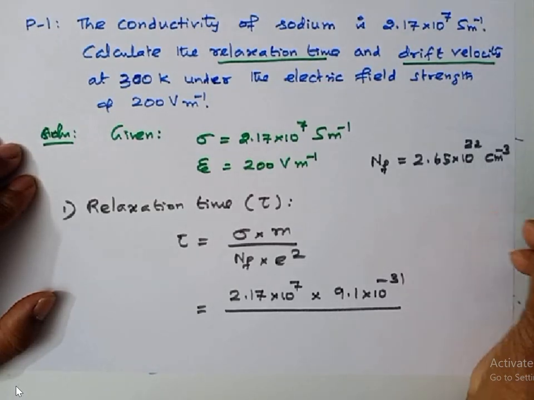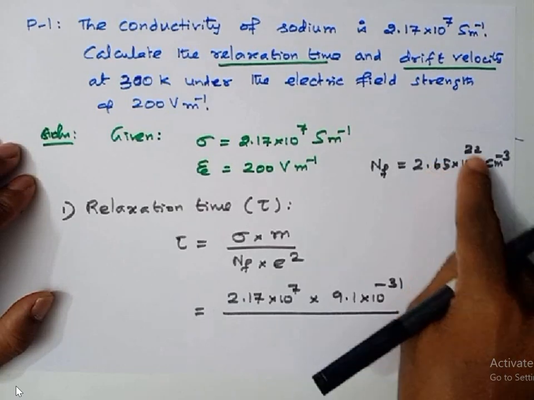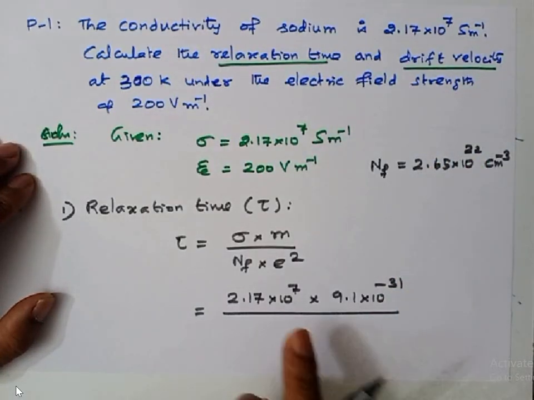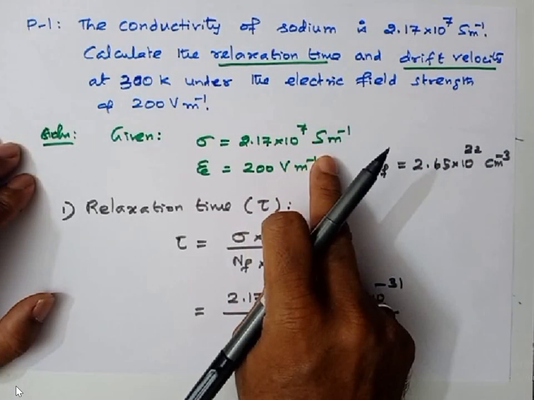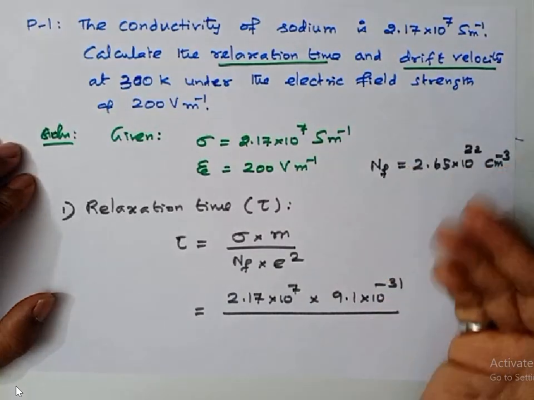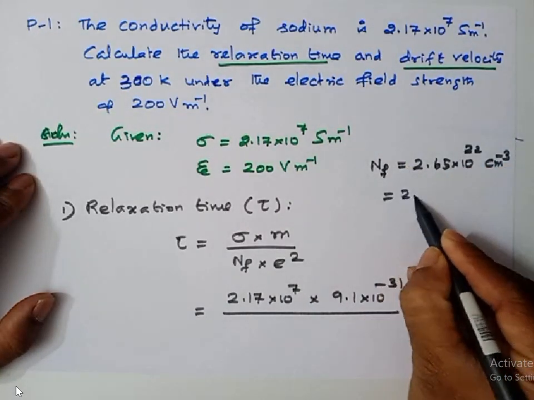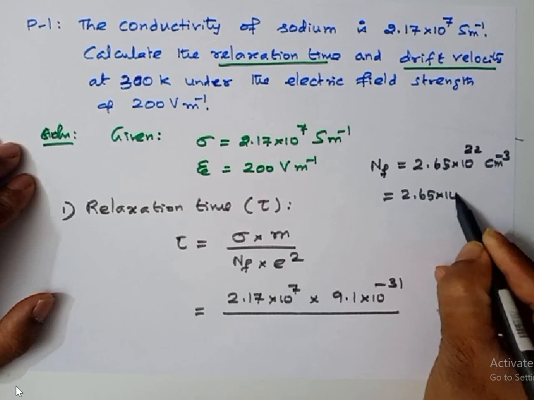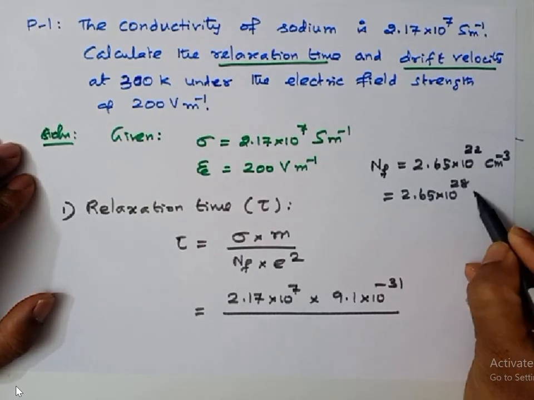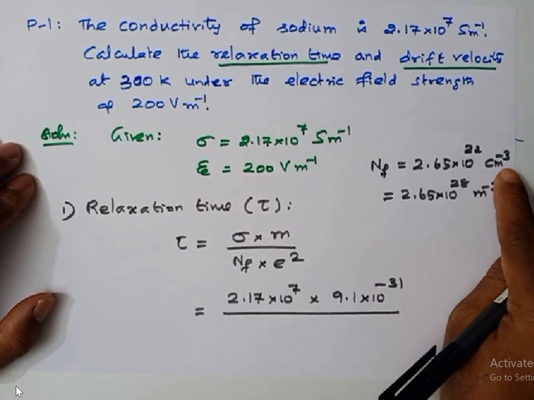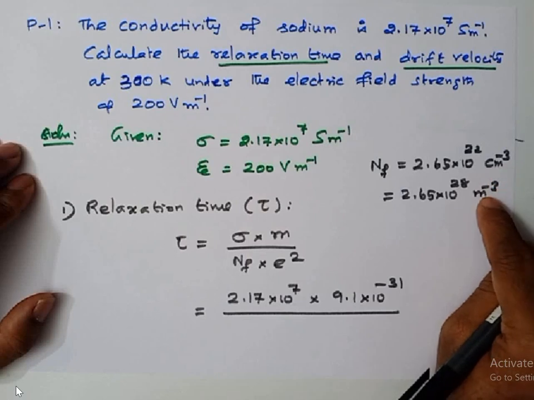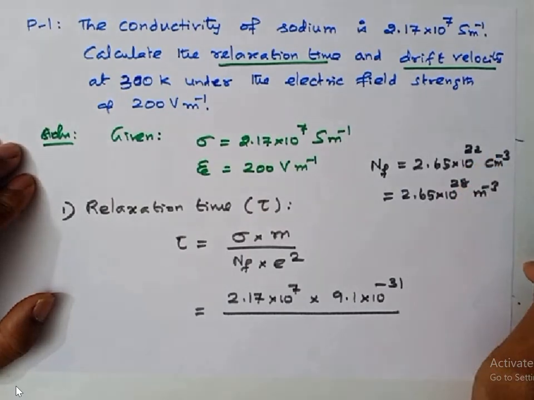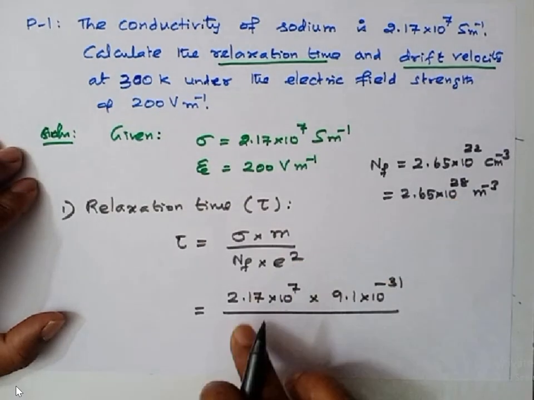centimeter power minus 3. Per centimeter cube we have this many electrons, but we have these values in SI unit, but this is in centimeter cube, so convert this into meter cube. So you can write this as 2.65 into 10 to the power 28 meter power minus 3. To convert centimeter power minus 3 into meter power minus 3, you just multiply this value by 10 power 6. So you'll get 10 power 28. Now substitute this value here.